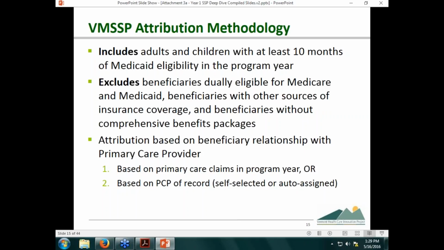In the event that an individual doesn't seek any primary care within a program year, we can attribute them based on their PCP of record in the Medicaid eligibility file. So that allows us to attribute more members to an ACO than those who are just utilizing services. But it does leave a certain amount of uncertainty about where folks will actually be seeking care if they do seek care during the program year.